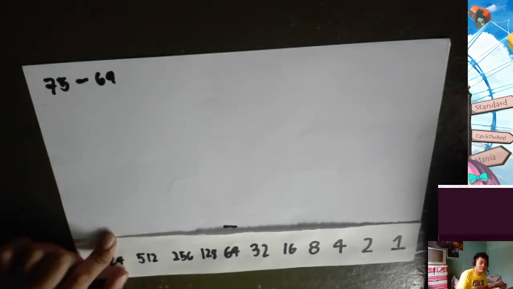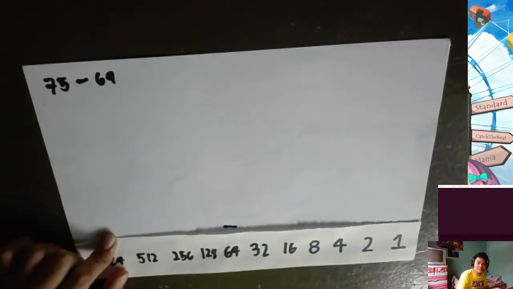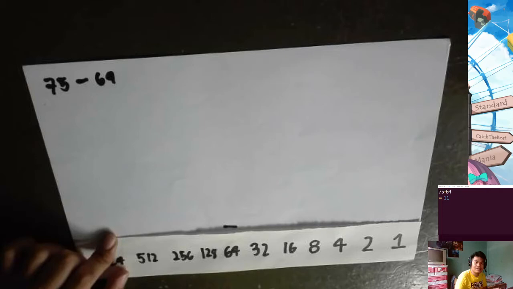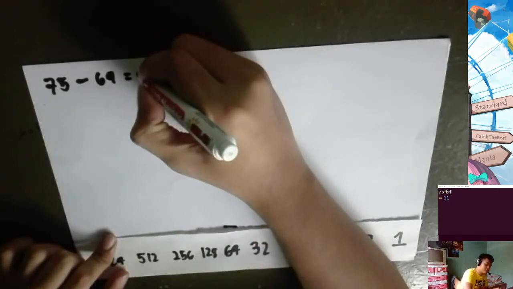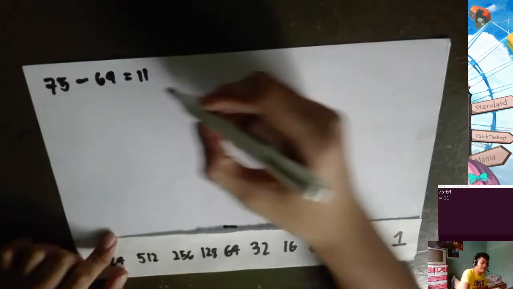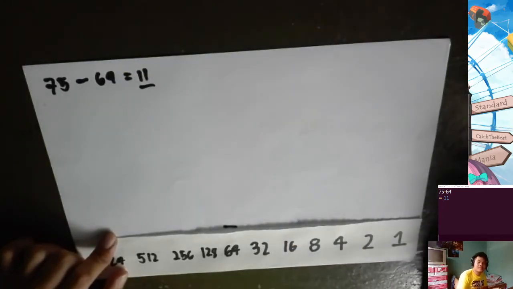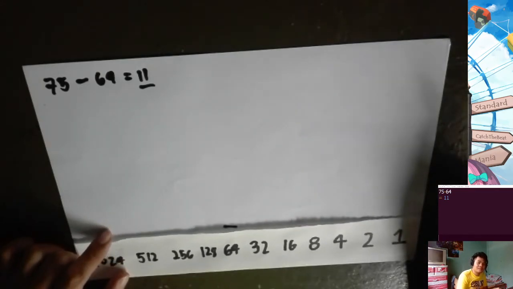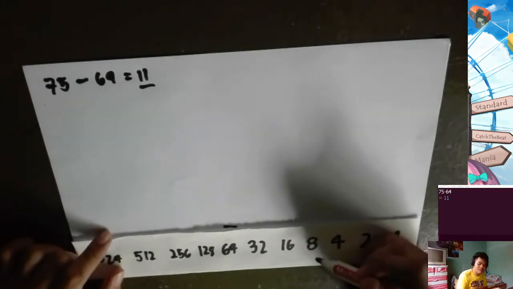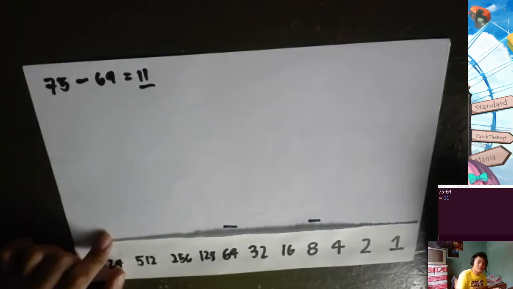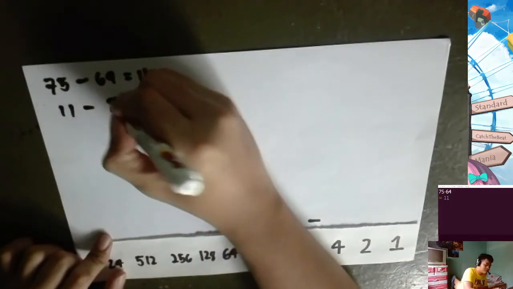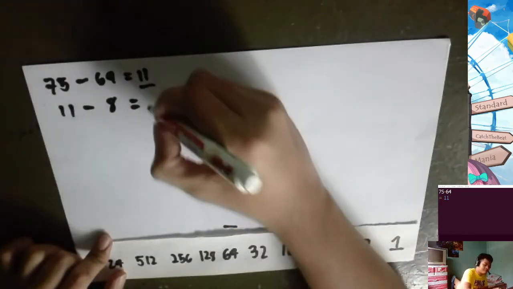So 75 minus 64 is, let me use my calculator. 75 minus 64. So we have 11. 75 minus 64 is 11. So now we have 11. And now we are going to find the nearest number to 11 that is less than it. In our series of numbers, we have 8. So we are going to write 11 minus 8. 11 minus 8 is 3.